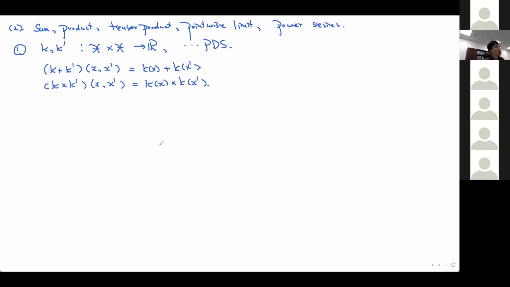So let's start with these two. Now, if you define this as a kernel, it's a binary function on the input space that returns a real number. But are they going to be positive definite symmetric? Symmetry is obvious by the definition.